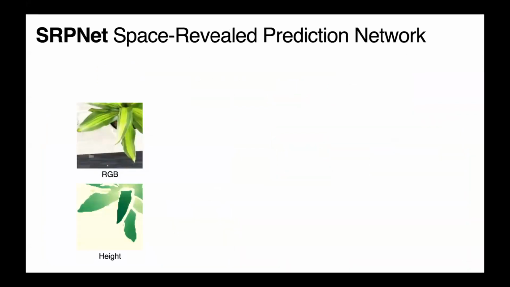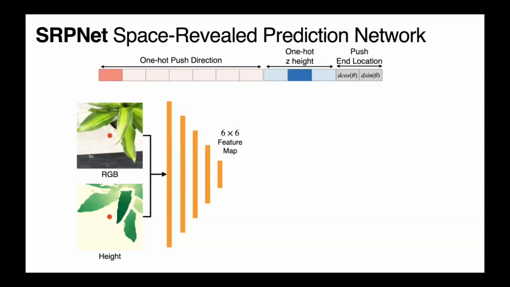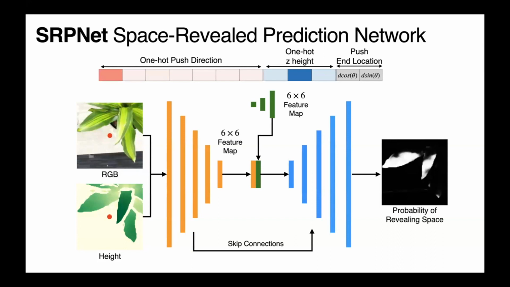Okay, so at the heart of this is a neural network that has been learned to predict what space will be revealed. We have, as I said, RGB and height images. We pass them through an encoder-decoder network. We represent the action using where it was executed and in what direction. All of that gets passed into this encoder-decoder network. It has skip connections and so forth, and it predicts the probability of revealing space, right? So this is the space revealed prediction network. Could not come up with a better name.